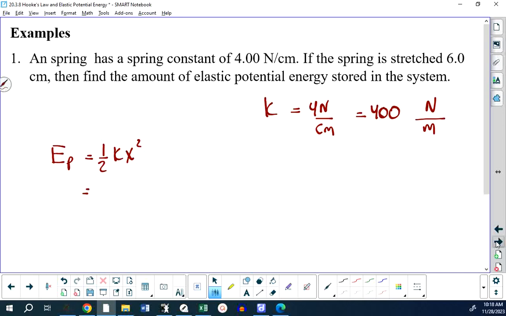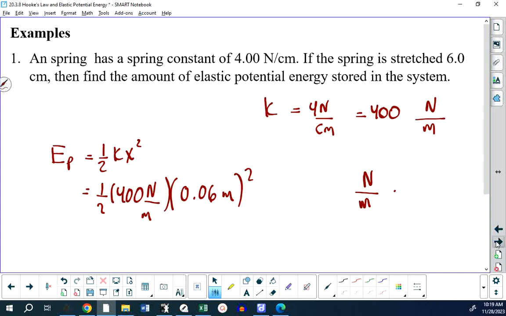Now we can put the numbers in. 1/2 times 400 newtons per meter times 0.06 meters squared. If you look at the units, everybody, we have newtons per meter, and we're multiplying by meters squared. One of these meters cancels, and you're left with newton meters, which is the definition of a joule.